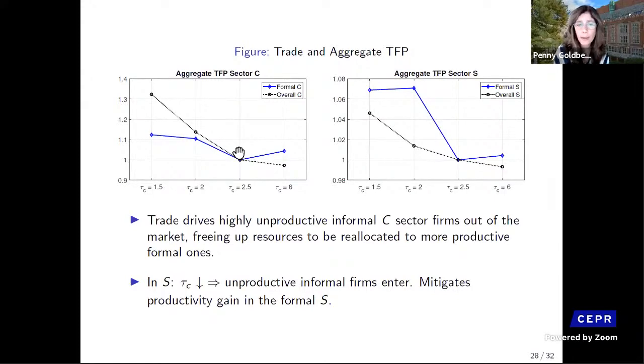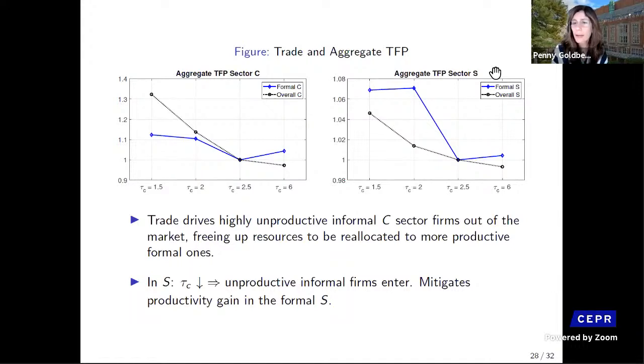And the reason for that in this model is because the economy liberalizes, many informal firms that tend to be small and unproductive exit. And so that adds to the productivity effect. So in short, taking informality into account magnifies the effect on aggregate TFP in the manufacturing sector.